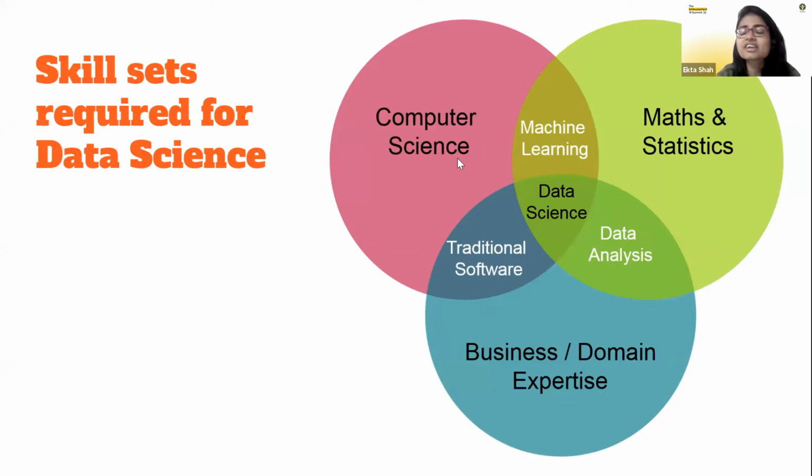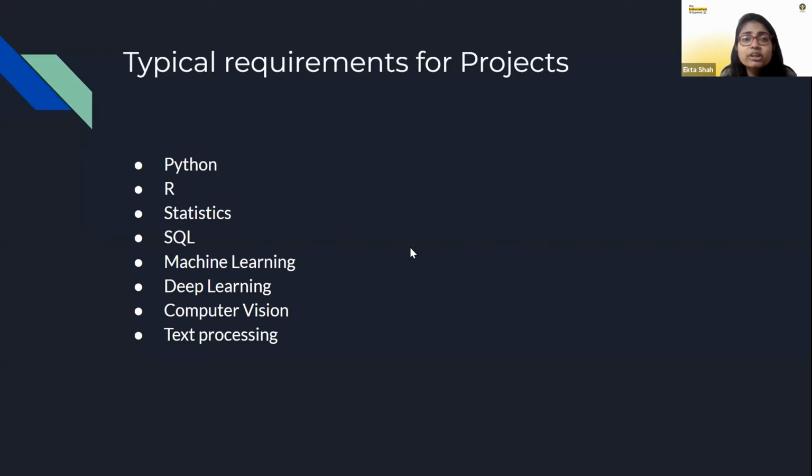Now these intersections have different meanings. Your computer science and maths together give you machine learning. Computer science and business domain expertise give you traditional software. Math and statistics and business or domain expertise give you data analysis. And the culmination of all of these three bubbles together really forms your data science course, right? So these are your three major bubbles that you require information on, and you also require some basic knowledge about this. Moving forward, these are the typical requirements for projects.